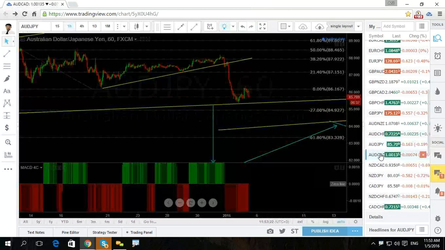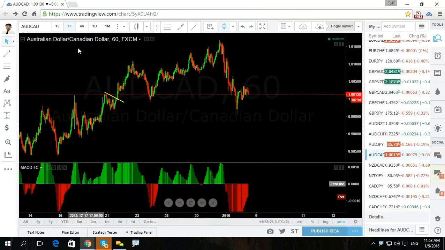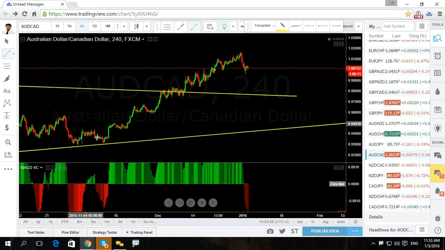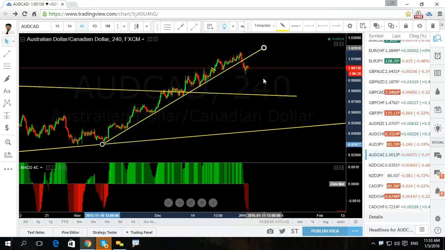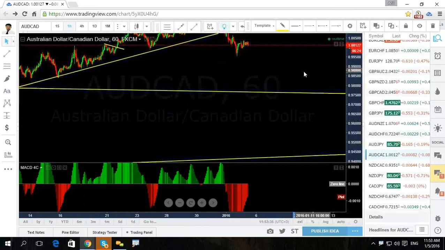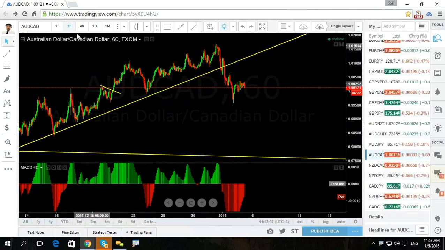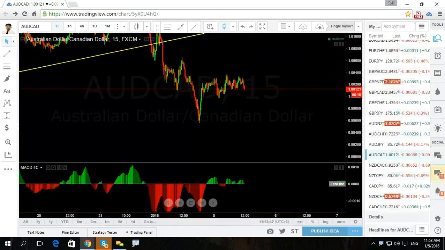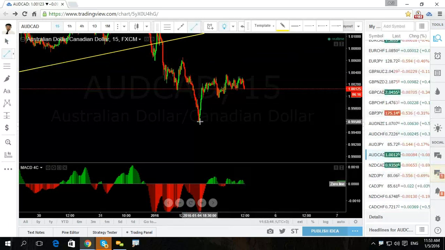Aussie CAD. Pretty similar structure. It's coming down. We broke this structure here. We made an impulse. We're consolidating. Not the best consolidation. Let's see what the 15-minute shows us. It's kind of messy because of how this structure looks.